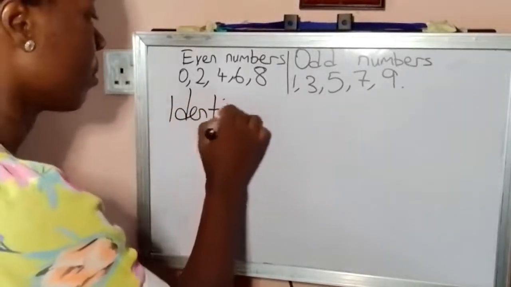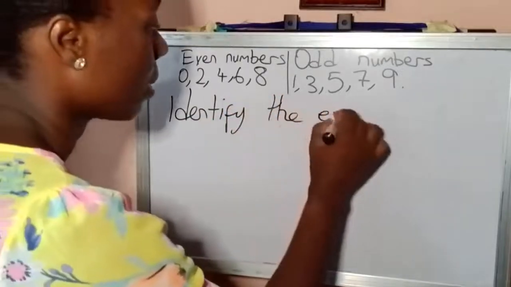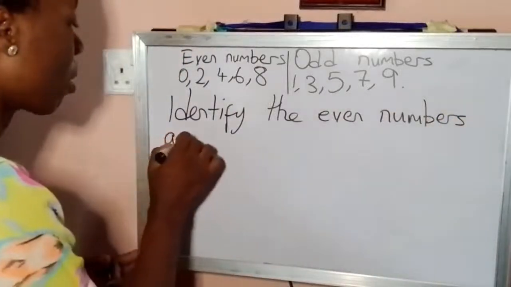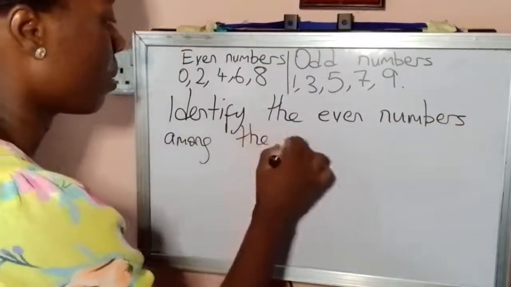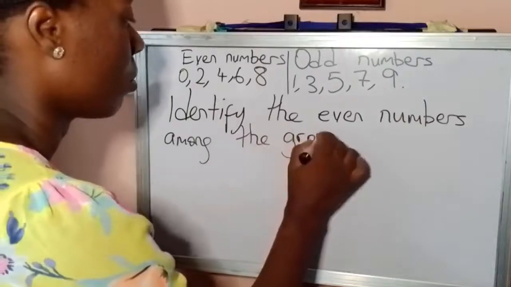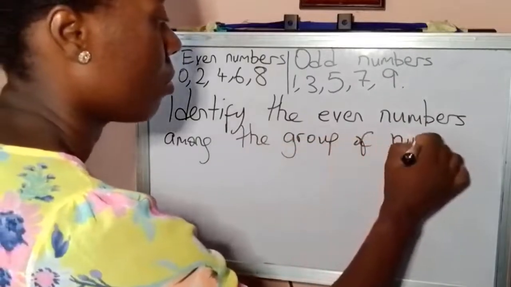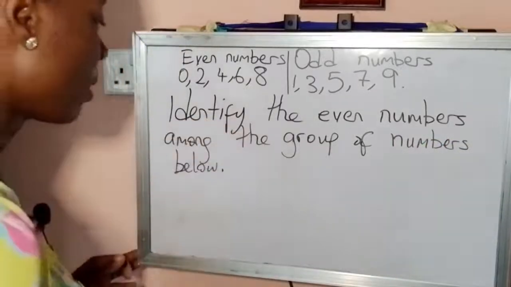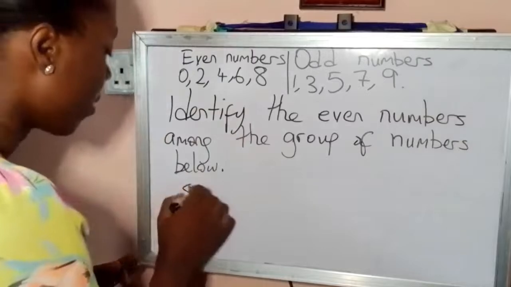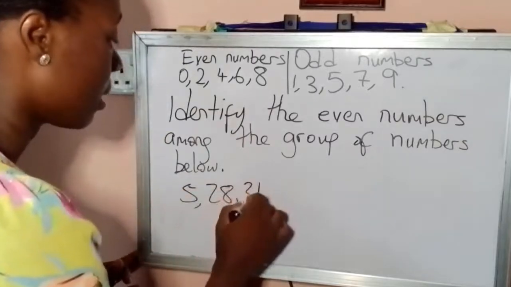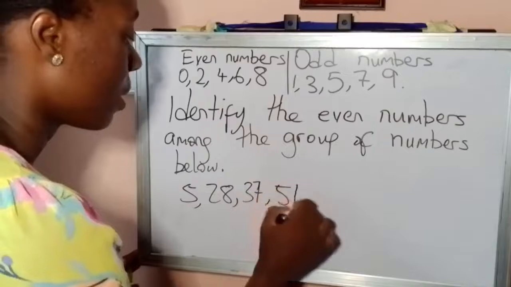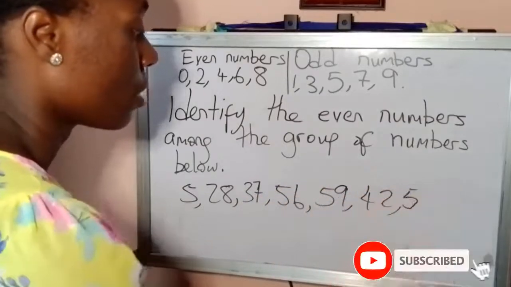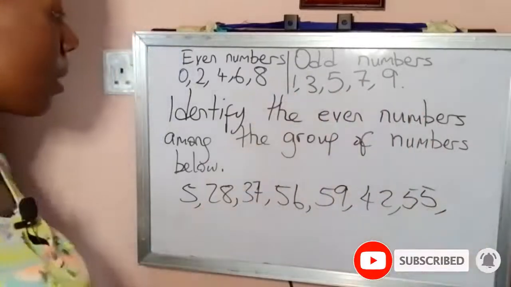Identify the even numbers among the group of numbers below. Alright, so let's pick some numbers: 5, 28, 37, 56, 59, 42, 55. Alright, let's stop at this.